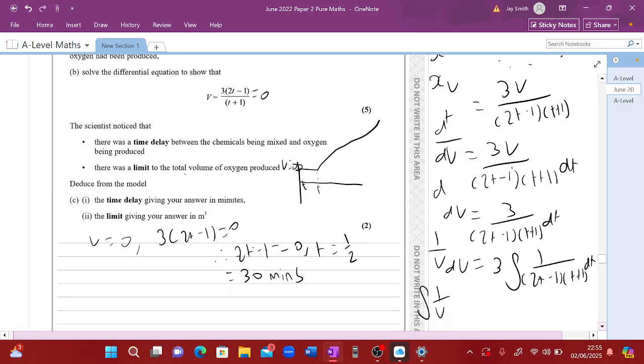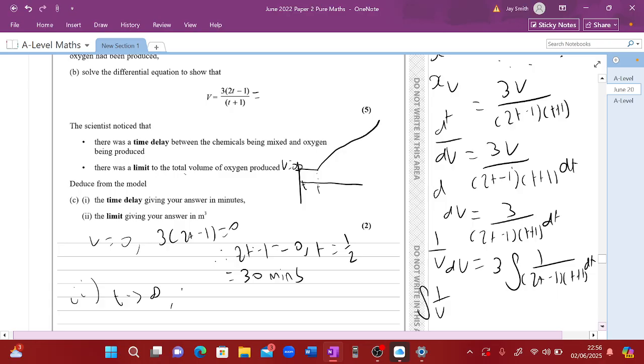And then for part B, the limit. It says the limit to the total volume produced. That means as time goes on and on, as t goes to infinity, v has to tend to some sort of number, right? It's a limit to the volume. So we need to find what happens to this function as t goes to infinity.